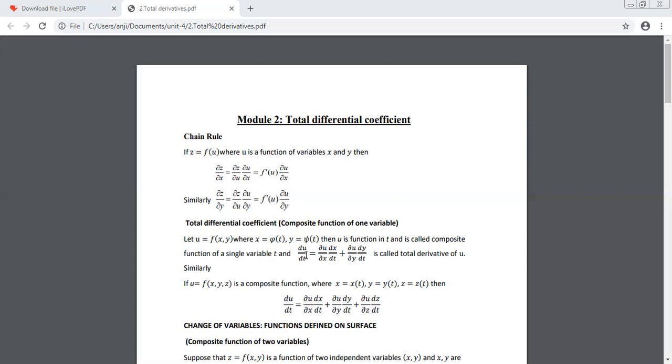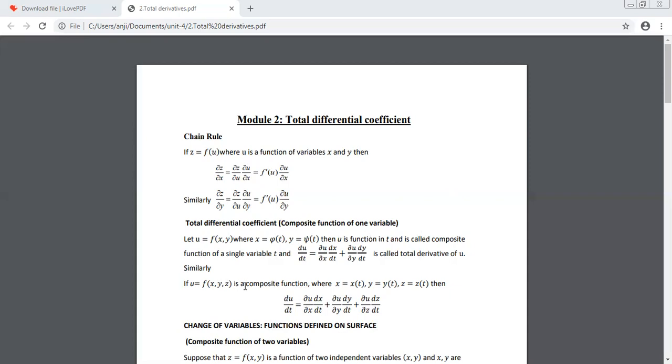So this du/dt is equal to, first we have to differentiate ∂u/∂x into dx/dt plus ∂u/∂y into dy/dt. This is called the total derivative of u. So you can draw a diagram. First write u, then in terms of x and y. Again x and y in terms of t. So du/dt is equal to, first we differentiate ∂u/∂x into dx/dt plus ∂u/∂y into dy/dt. This is called the total derivative of u.